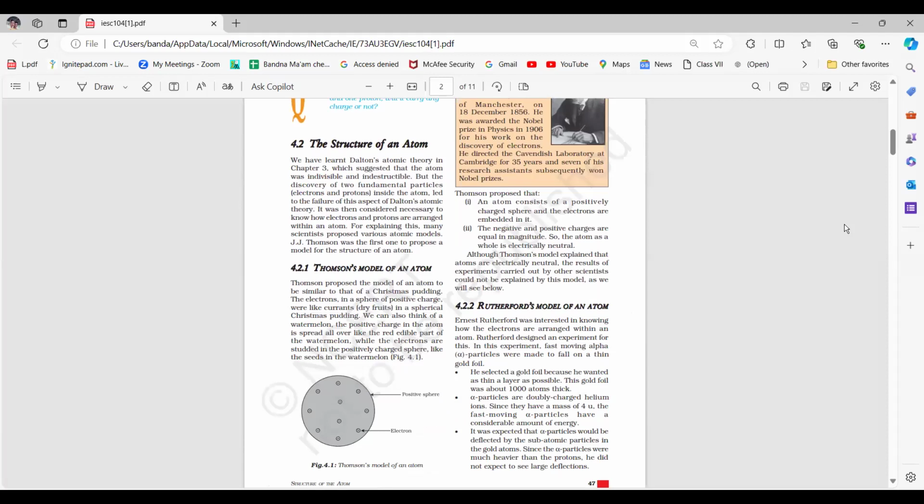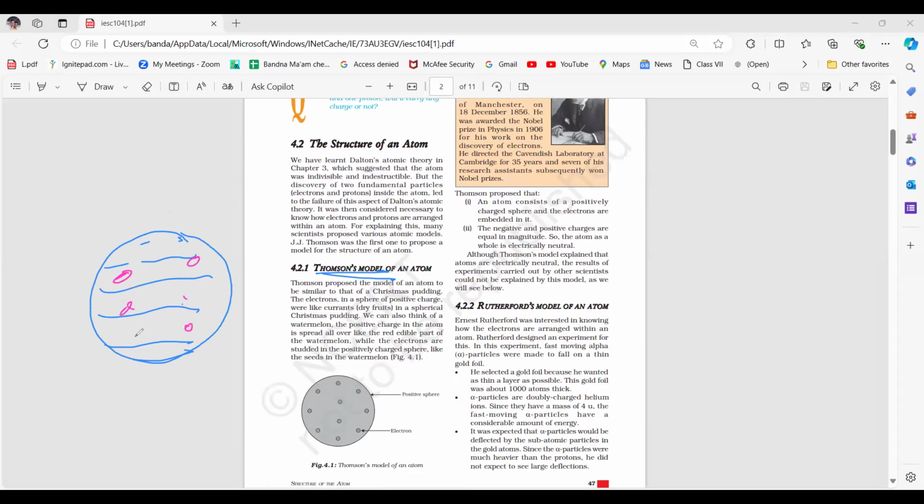According to the structure of atoms, there were so many models. The first was Dalton's atomic model. After Dalton, Thomson's plum pudding model came. You know pudding? In that pudding, we have some plums. Thomson said that the pudding acts as the proton and the plums act as the electrons. So the protons are evenly distributed throughout the atom, and the electrons are embedded in it.